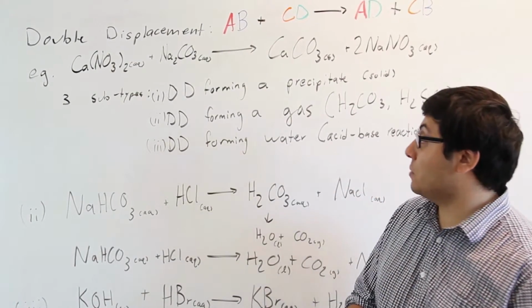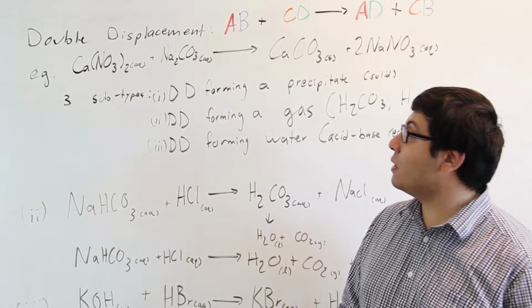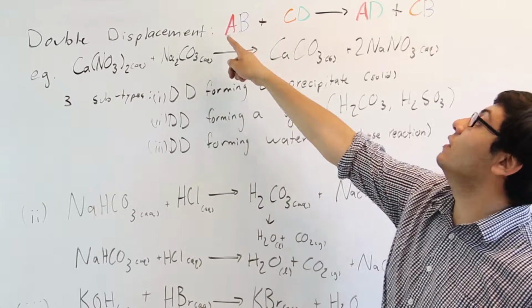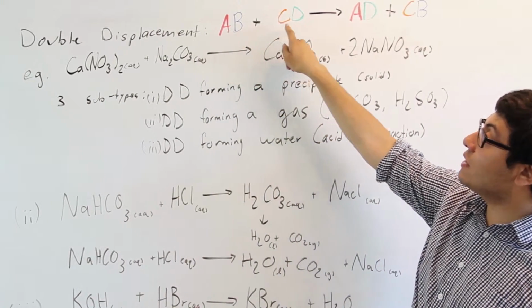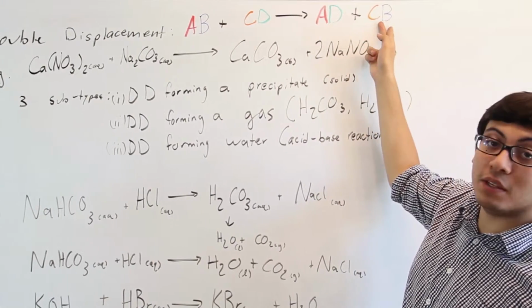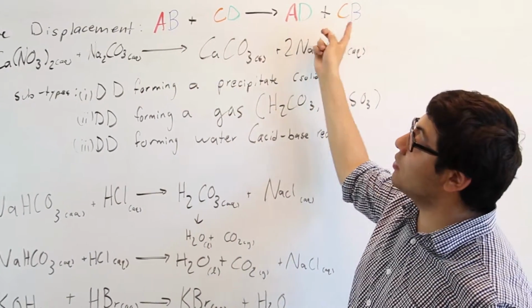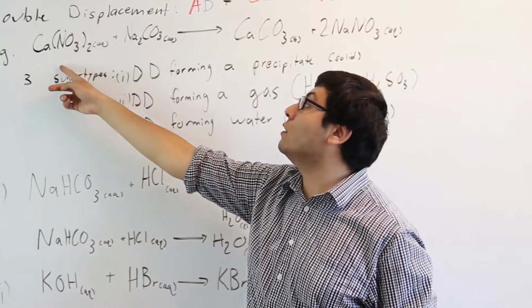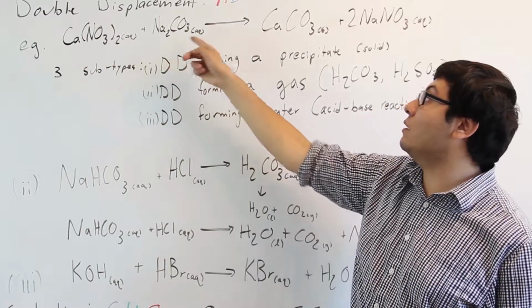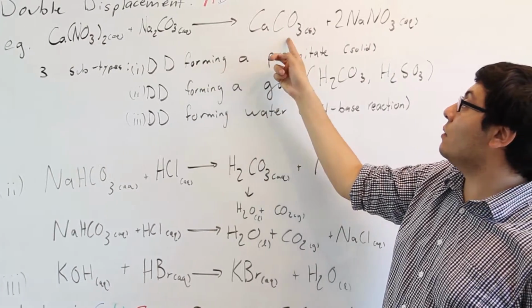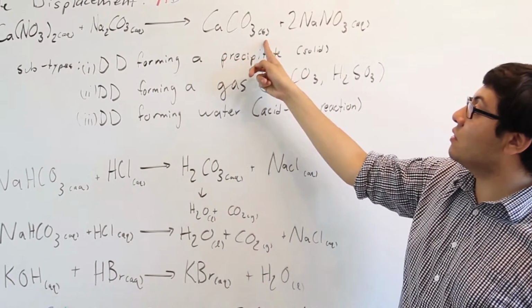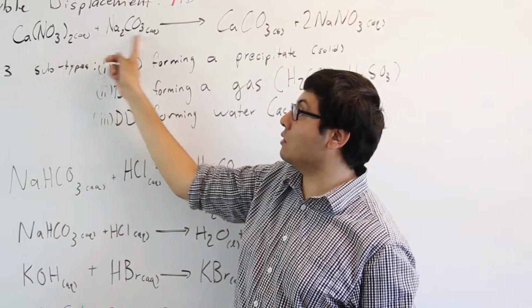So we also have double displacement reactions. You can imagine them as 2 dance partners that switch partners halfway through. So you have A plus B reacting with C plus D. So that switches to A and D plus C and B. So again, just like two dance partners switching partners. An example of this would be calcium nitrate plus sodium carbonate reacting to form calcium carbonate and sodium nitrate. Notice over here that we formed a solid from two aqueous solutions.